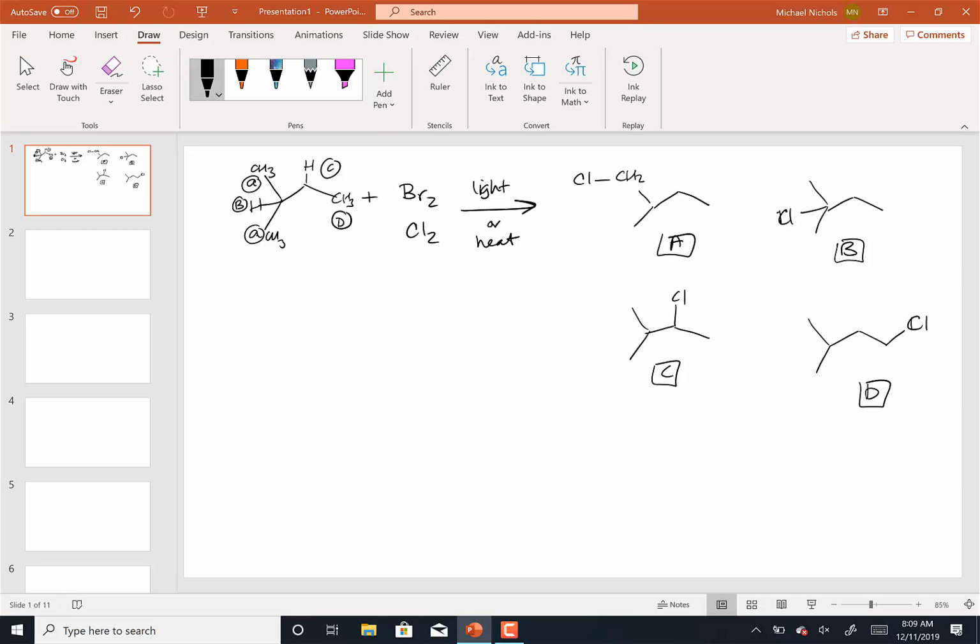So the question is, what's the major product? It depends. What does it depend on? Whether it's chlorine or bromine, and whether it's light or heat. So the next question then is, how do we determine what the major product is? We have two things that are fighting each other here. We have what I call statistics, and we also have what's called selectivity.